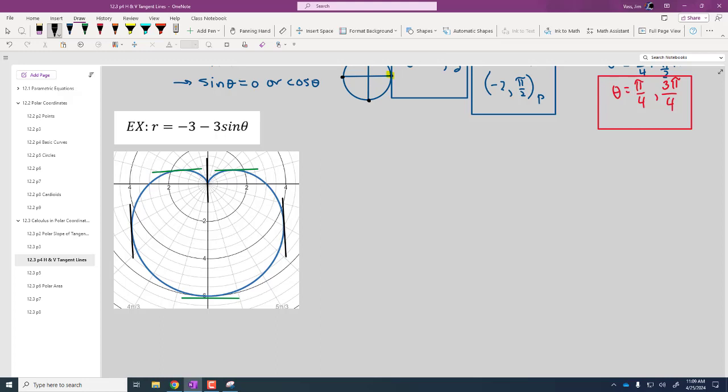Okay, so to do this, we are first going to convert our polar curve over to parametric. So all we do is take the polar curve and multiply it by cosine for x. Take the polar curve, multiply it by sine for y.